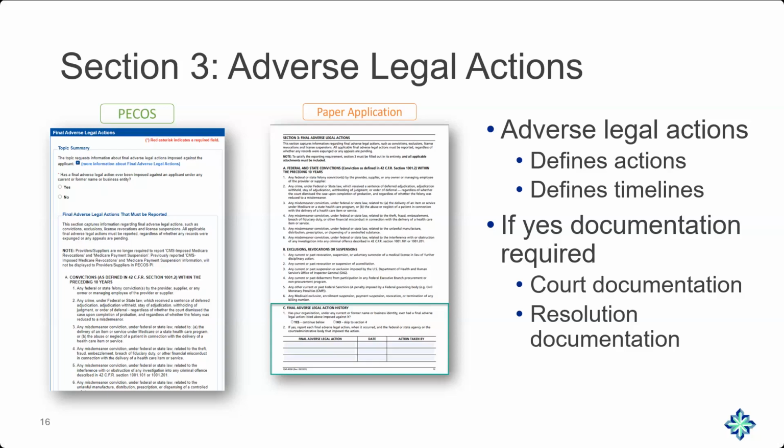The documentation would have to be court documentation and resolution documentation. And I say court documentation, it has to be official. It doesn't have to be the original, but we do need to see something from the court or the entity that took the action, not a letter from the provider or simply a letter from the attorney that may have been involved. We do need the actual adverse legal action documentation.